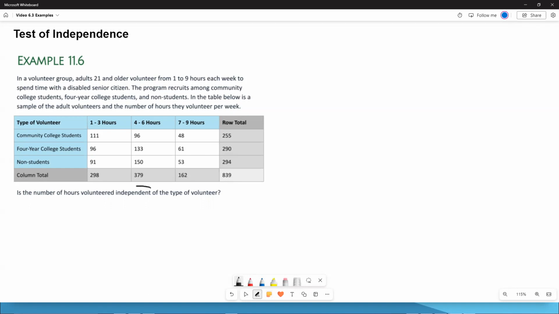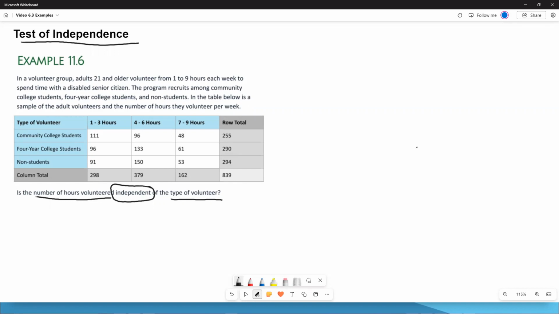First, you'll notice in that question, they use the word independent, and then they identified 2 variables, number of hours volunteered and type of volunteer. So that's a really good clue that I'm performing a test of independence. They're asking about the dependence or the relationship between 2 distinct variables. The fact that I'm given a contingency table is also a really good clue.